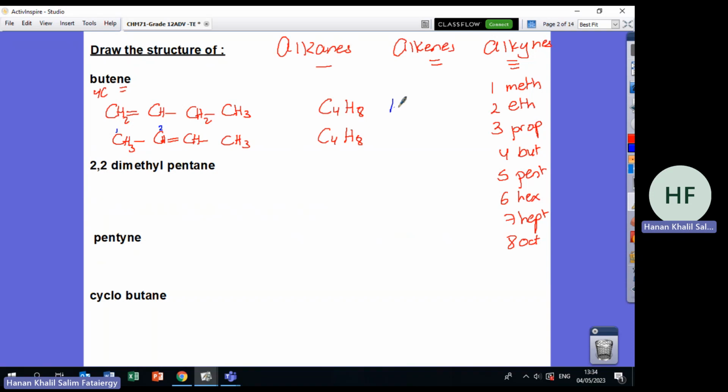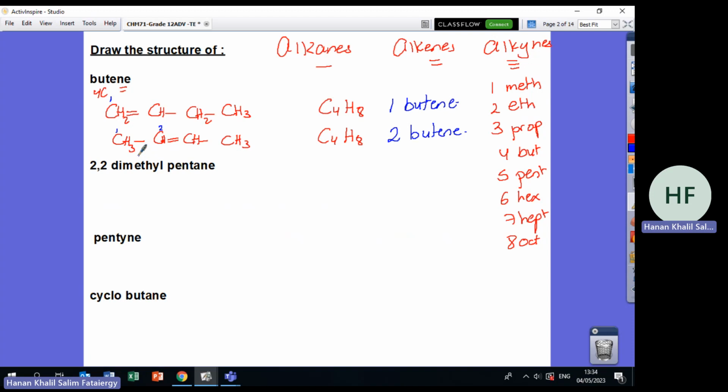So I will call this one 1-butene. Okay, but means 4 carbons. En means double bond. Means the double bond is at carbon number 1. Now, what do you think I will call this one? I will call it 2-butene.